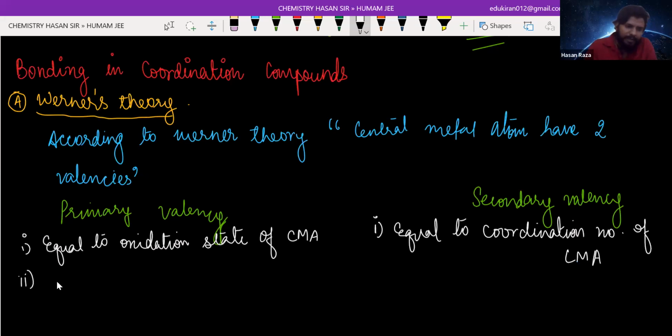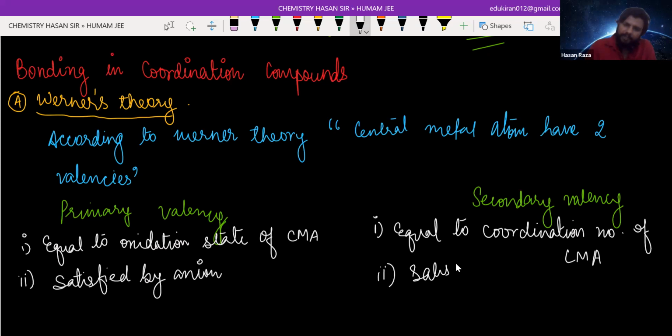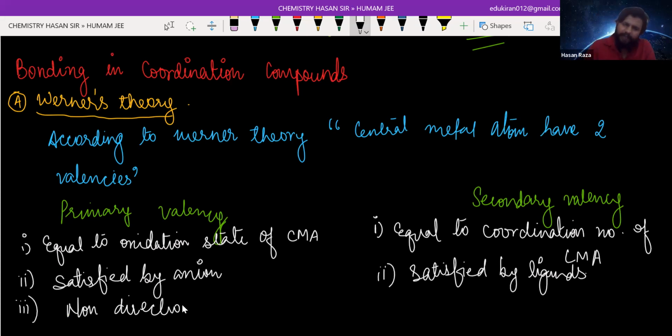The second point you can see, primary valency is satisfied by anions. As you can see, metal has positive oxidation state, so it will be satisfied by negative ion. And secondary valency is satisfied by ligands. How many ligands need to attach with central metal atom to satisfy it? The third point is it is non-directional. It doesn't have any direction because it is attached with positive and negative charge. That means basically force of attraction between the opposite charge.